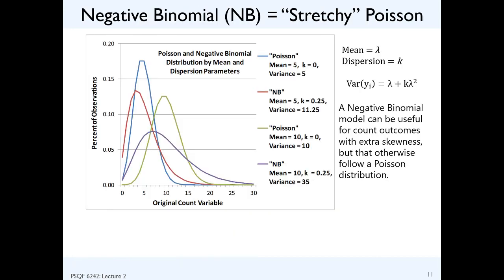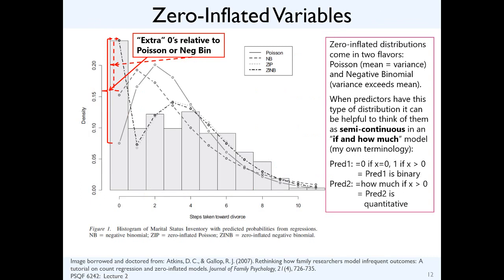This is a stretchy Poisson. Let's all call it that. It's called negative binomial. There's another one that has extra skewness to it, and this one is called zero-inflated.